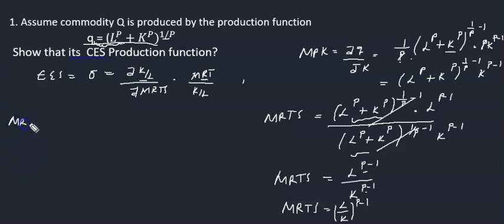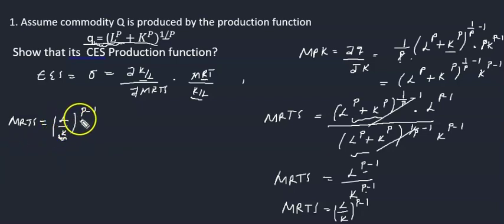So notice that we have MRTS is equal to 1 over K, then P minus 1. But in this formula, if you check, we don't have L over K. We have K over L. So we need to work on this. But how do we do that? So what we need to do is just to swap this. L goes down, the K goes up.